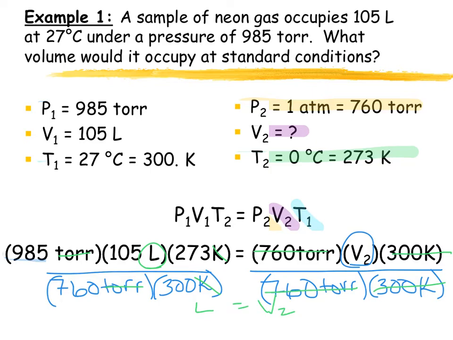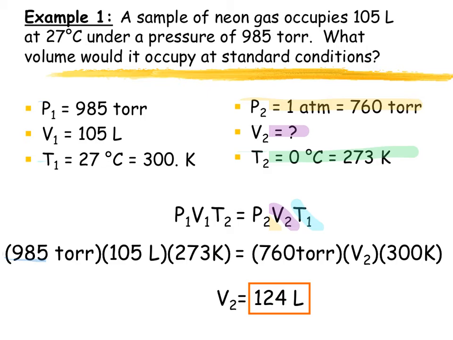So now I need to do the math, the calculator work. So I would type in 985 times 105, enter, times 273, enter, divided by 760, enter, divided by 300, enter. You want to hit divided by in front of all of the numbers that are on the bottom. Another way you could do this would be to multiply your top numbers, then separately multiply your bottom numbers, and then you would divide those two answers. Just be really careful with order of operations. You don't want to end up multiplying the result of the top by the 300 on the bottom. The result you should get is 124 liters for V2.